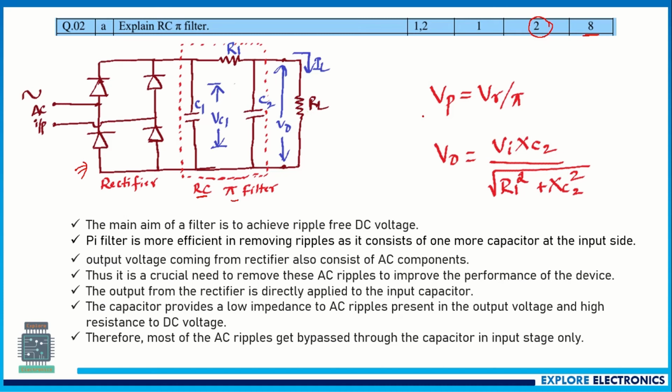Here you need to write the relevant expressions, the peak voltage and the output voltages, and you need to explain how this pi filter is going to eliminate the ripples. So this carries 8 marks. The circuit may carry 2 to 3 marks, the explanation may carry 4 marks, and the remaining 2 marks will be for the expressions.